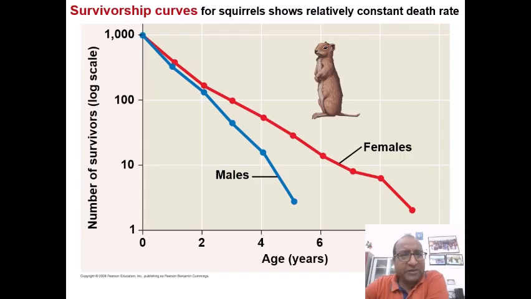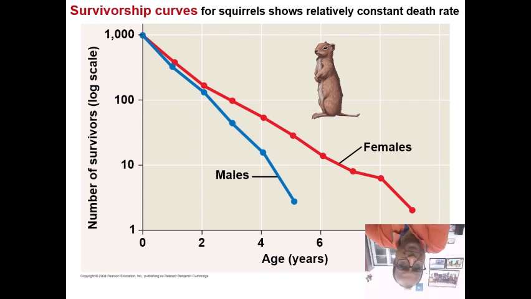So the survivorship curve for squirrels shows a relatively constant death rate. But in the case of females, it is more elaborate. A few squirrels are even surviving beyond the age of eight years, while the males have completely died by the end of five years of age.